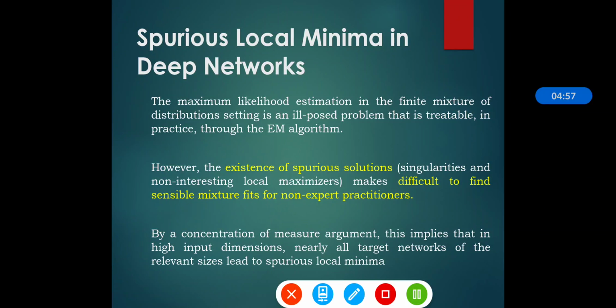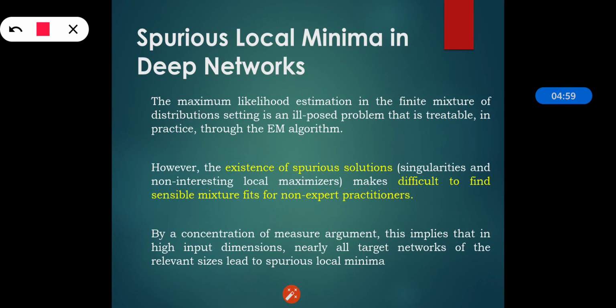Now we have seen local and global minima. Now the spurious local minima in deep networks. Maximum likelihood estimation in the finite mixture of distributions setting is an ill-posed problem that is treatable through the EM algorithm. As we have said, local minima is problematic and global minima is very useful, but spurious local minima come up when we are doing maximum likelihood estimation.